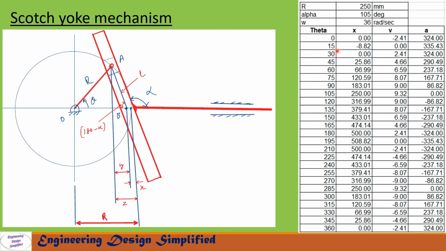At theta equal to 15 degrees we can see that displacement of plunger is minus 8.82 millimeter. That means the plunger moves towards right when crank rotates counterclockwise at 15 degrees. Again at 30 degrees we can see that displacement of the plunger is 0. Now try this problem at 0, 15 degrees and 30 degrees graphically, and let me know in the comments if you get this kind of values. Now let us see graphs in the coming slides.